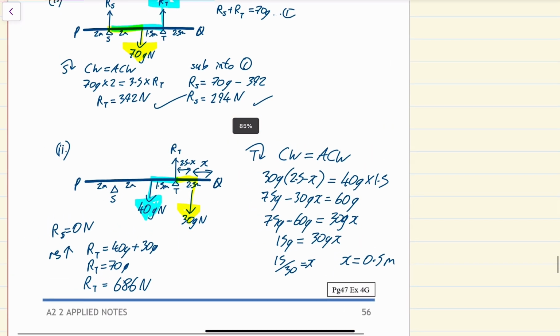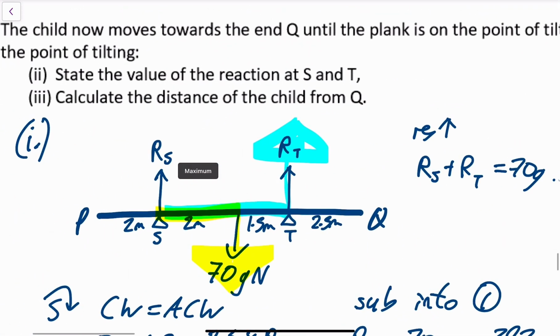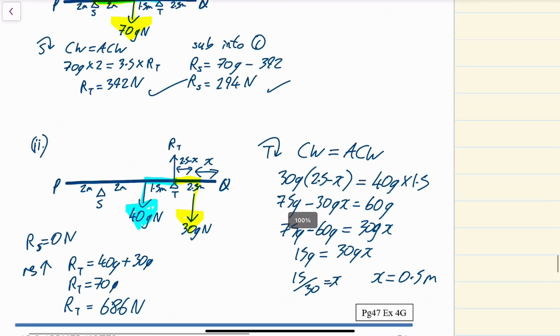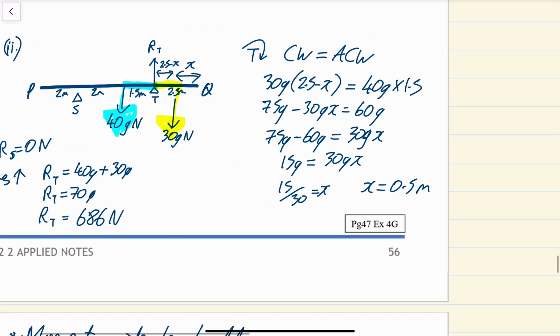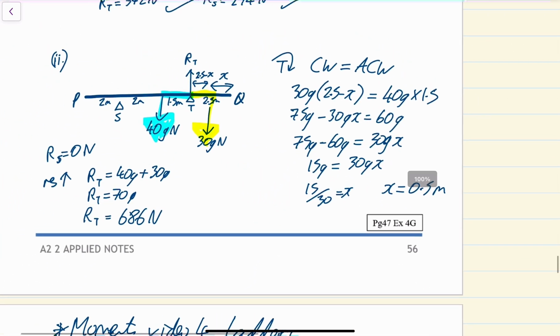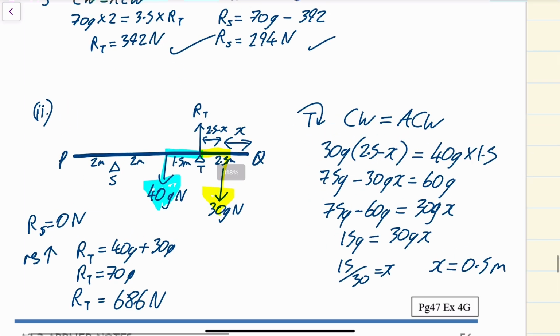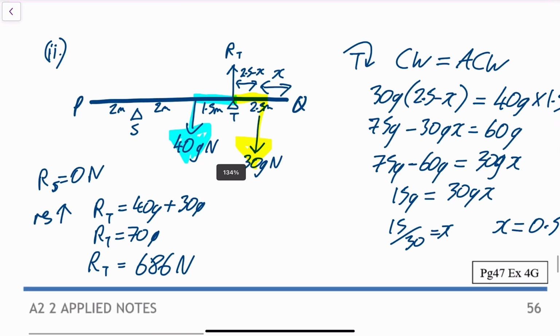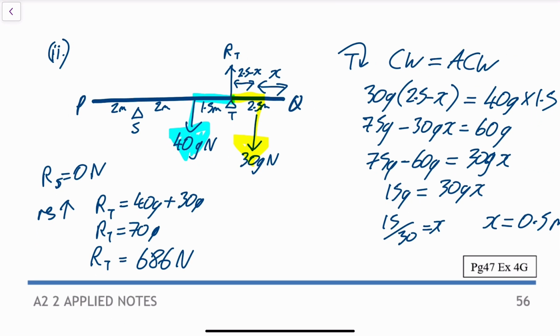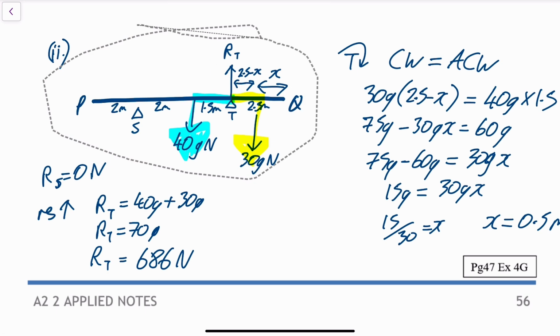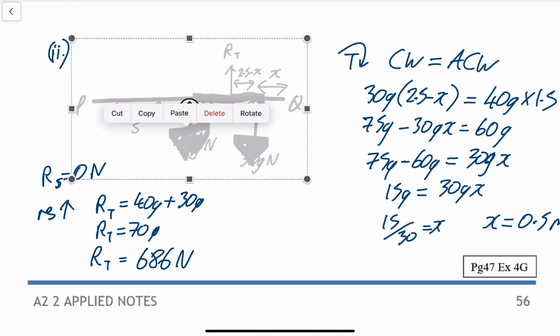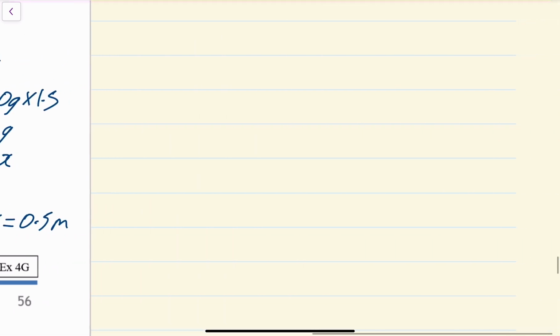Is that what we were asked to find? Let's just check it. Calculate the distance of the child from Q, and that is at my x. I had drawn it there, distance from Q, so it is 0.5, and there we go. The big thing is that when it was on the point of tilting, it was going this way. Bear with me a second. Let me redraw this to show you had it been tilting the other way.